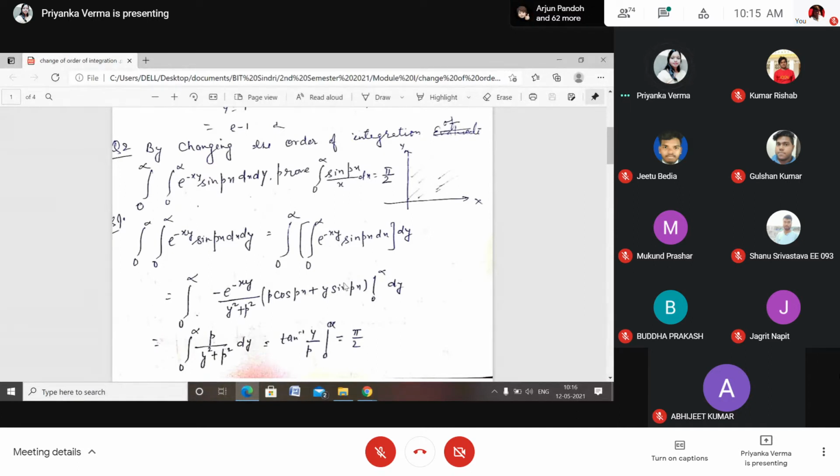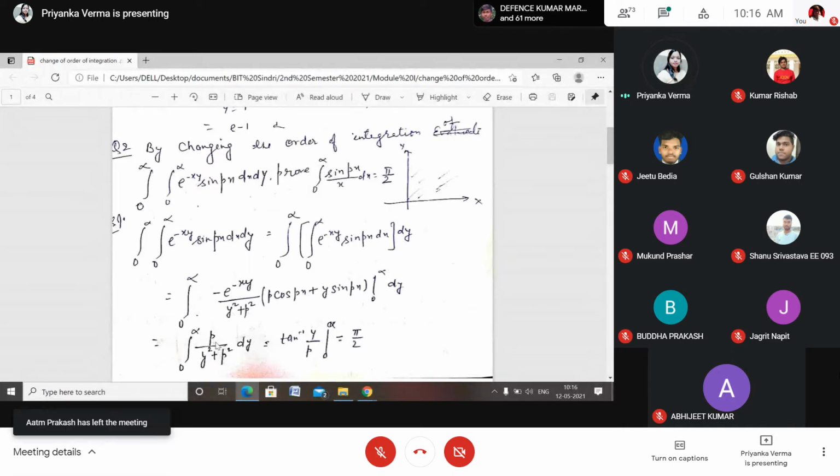Now, on putting x tends to infinity, this will be e to power minus infinity, which tends to 0. So the whole term will vanish on putting the upper limit. Minus lower limit, that means plus. On putting 0, e to power 0 is 1, p cos 0 is 1, y sin 0 is 0, so this term will vanish. You will get only one term, that is p upon p square plus y square.